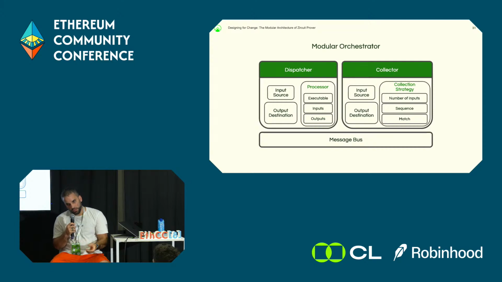And the collector is the same thing. You define the input, and define where it's going to, the output destination. And instead of defining the executable or processor, you define a collection strategy, right? Since you're getting multiple inputs, you want to put them into a chunk, something where maybe you want to collect based on the number of inputs, maybe you want to collect based on how much input your circuits can support, right? Which is our case. And maybe you want your own custom strategy, and that's also supported, and you can define that. And again, as long as you define your input and your output, it collects for you.